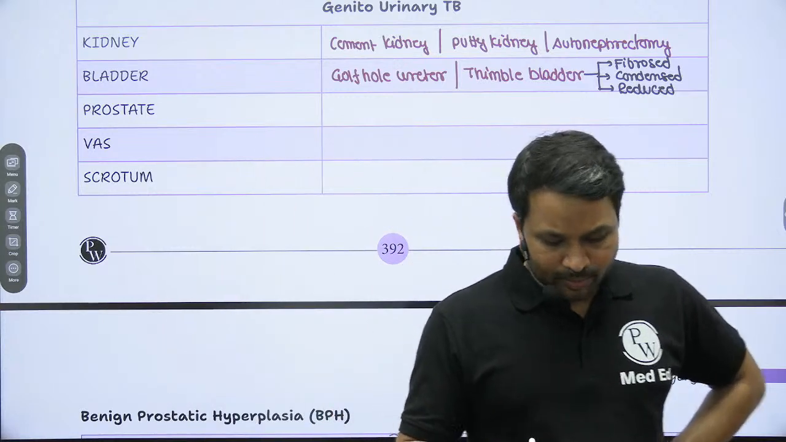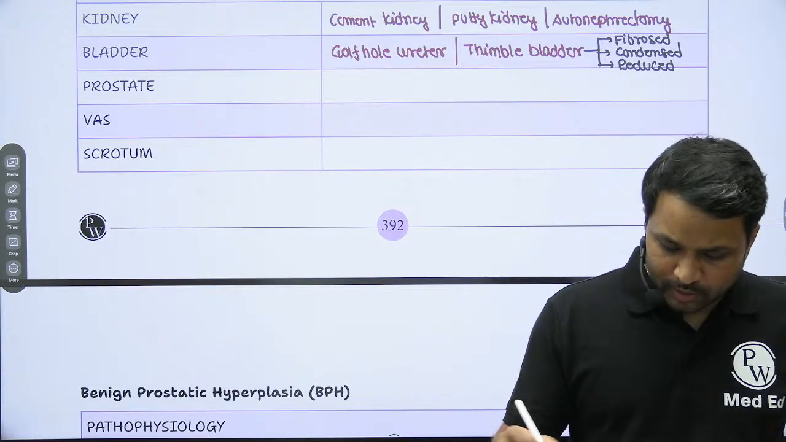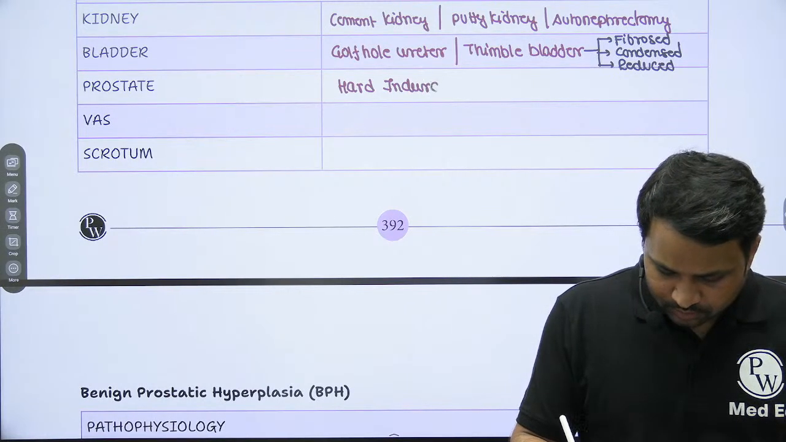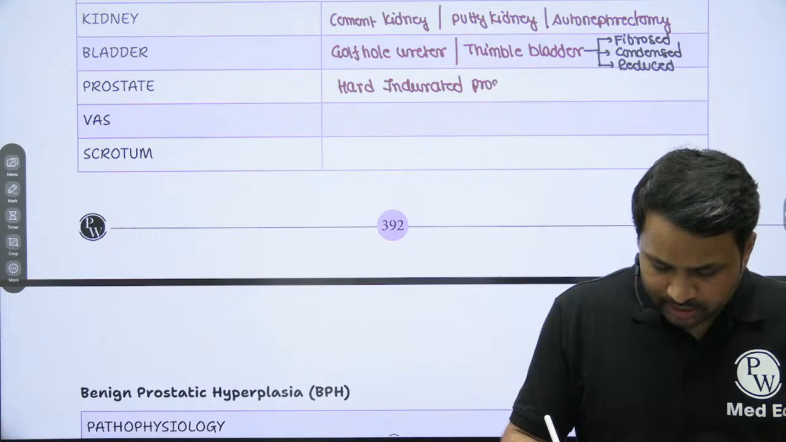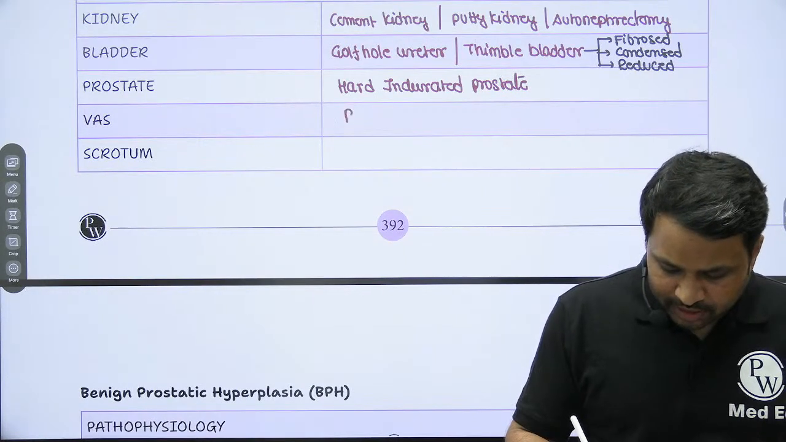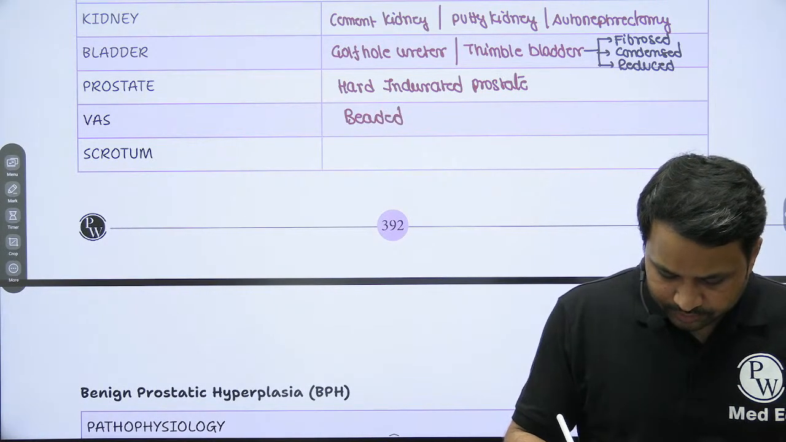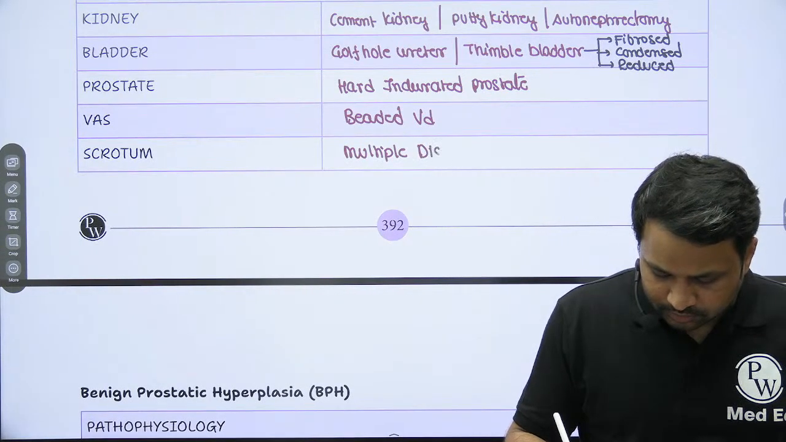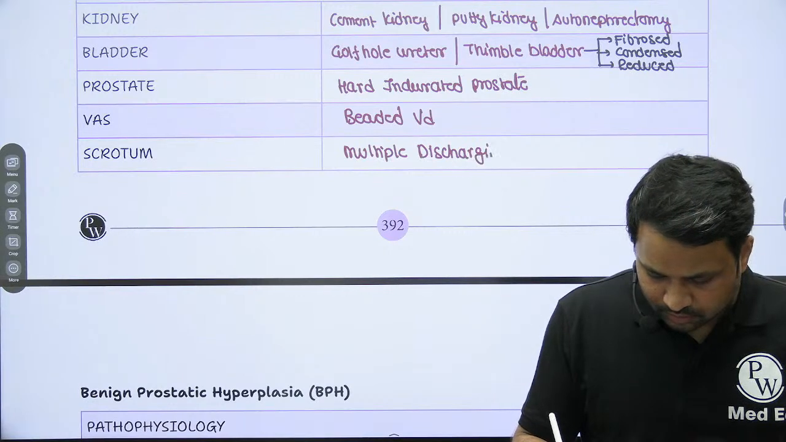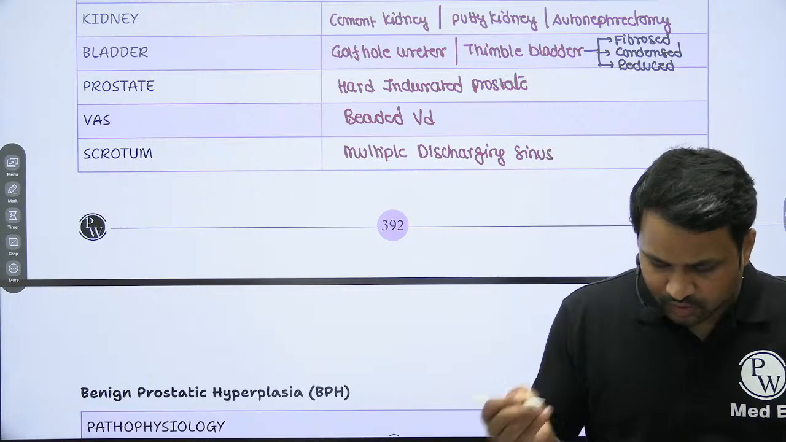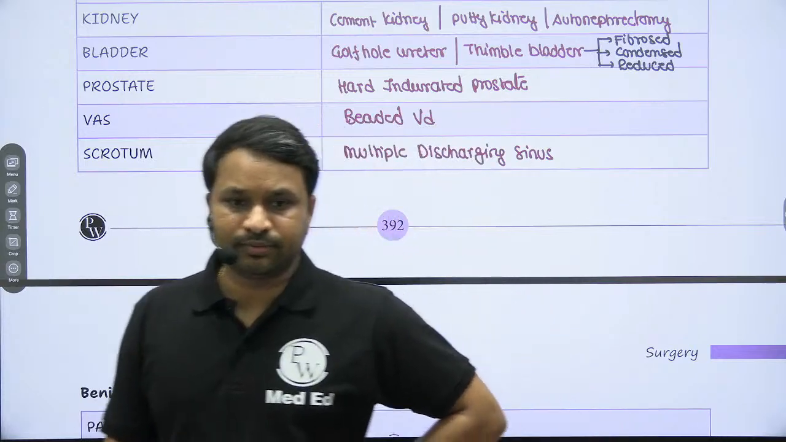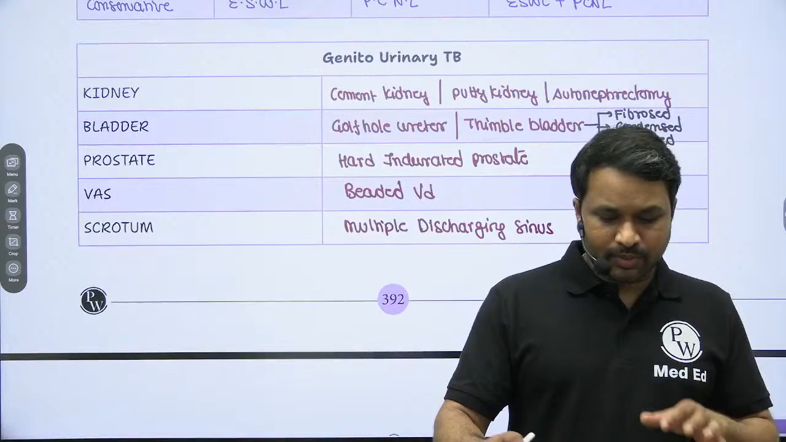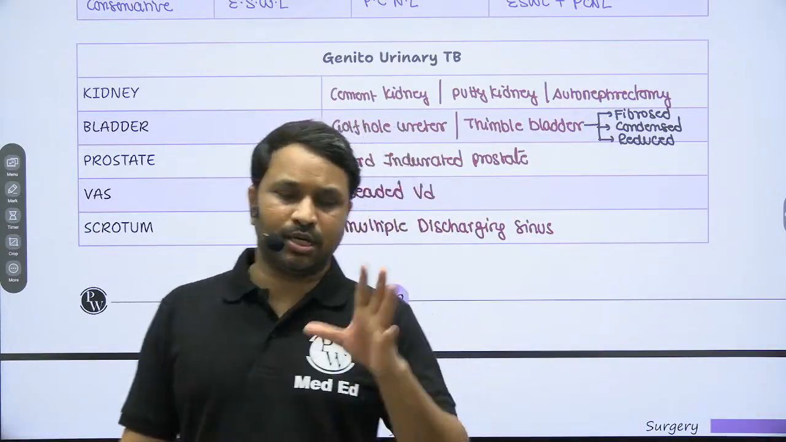So, in the prostate, you will get hard indurated prostate. Vas deferens, you'll get beaded vas deferens. Scrotum, you'll get multiple discharging sinuses. So these are the important points with respect to genitourinary tuberculosis. This is in a nutshell what you should remember.